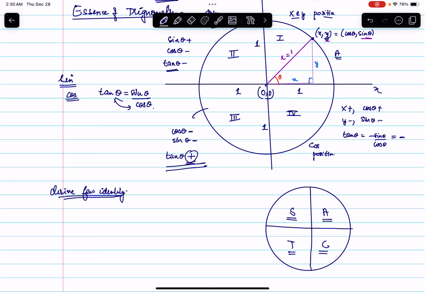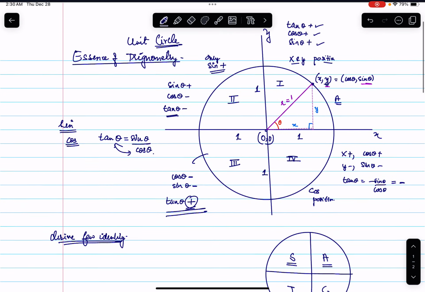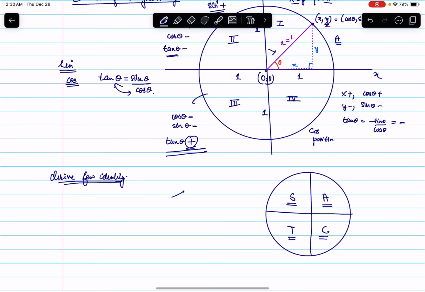Okay, so let's derive a few identities over here. We'll draw this triangle again. These identities are very simple to derive. They just come from the Pythagoras theorem. So we know that r is equal to 1, this is 90 degrees, this is y, this is x, and this is theta. So this is the unit circle.